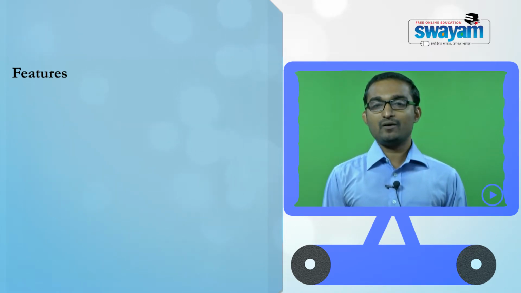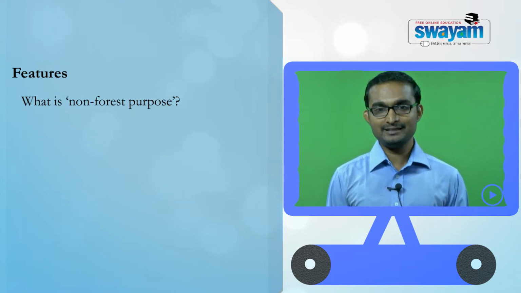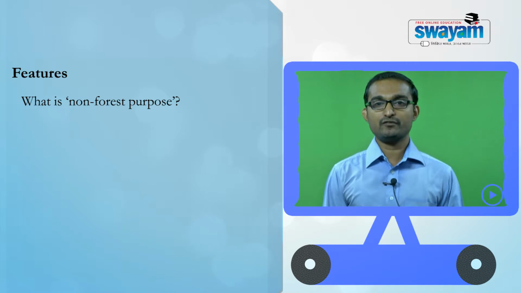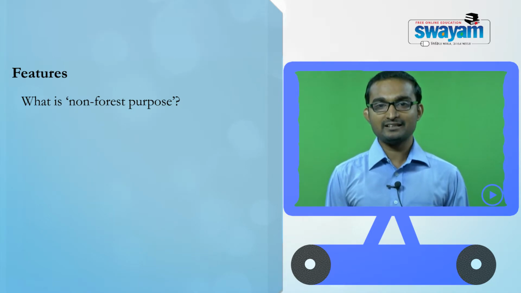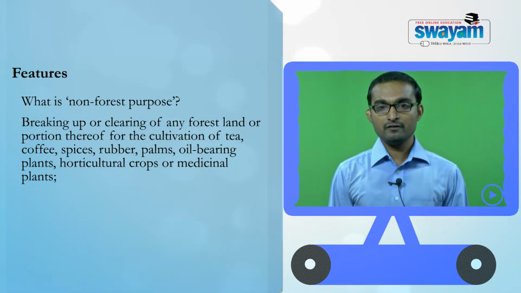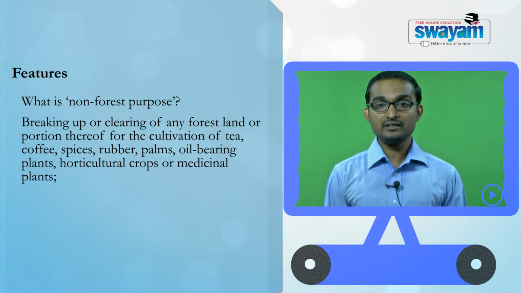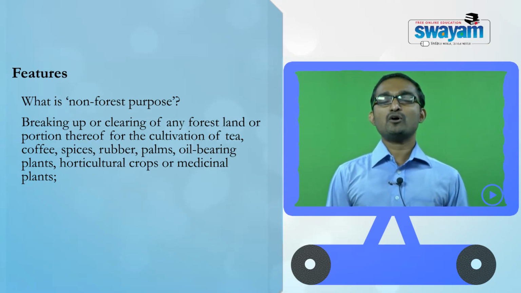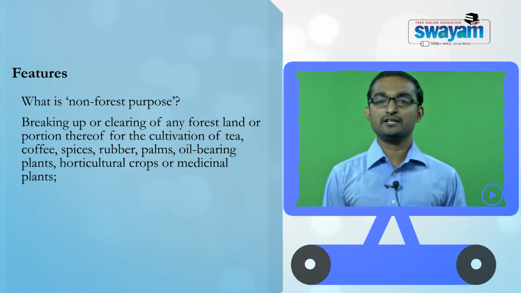And we also need to spend one minute on this concept of non-forest purposes. This is the key part of the Forest Conservation Act 1980, which mandates prior approval from the central government to use forest for non-forest purposes. The term non-forest purpose has been defined in the 1980 Act as, let me read it, breaking up or clearing of any forest land or portion thereof for the cultivation of tea, coffee, spices, rubber, palms, oil bearing plants, horticulture crops or medicinal plants. So the concept is not to clear forest for cultivation purposes or for other economic purposes.